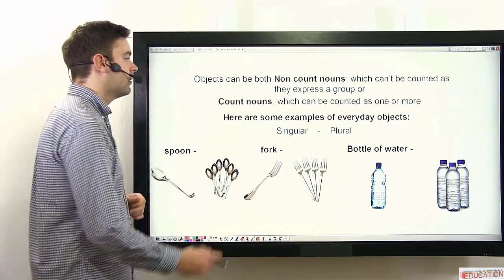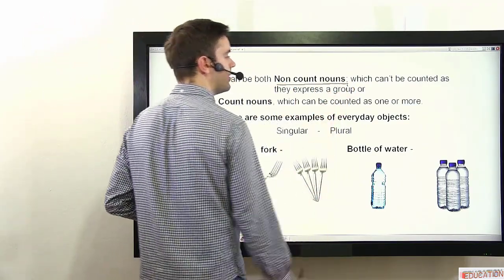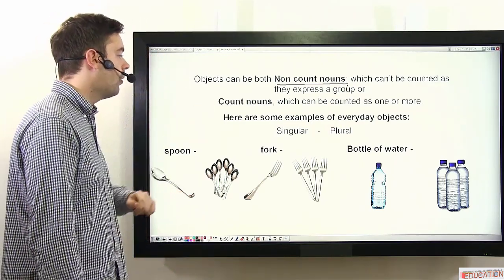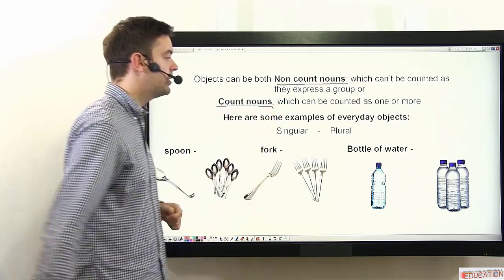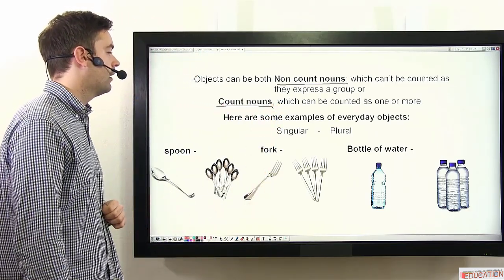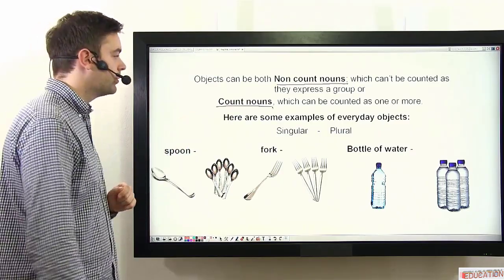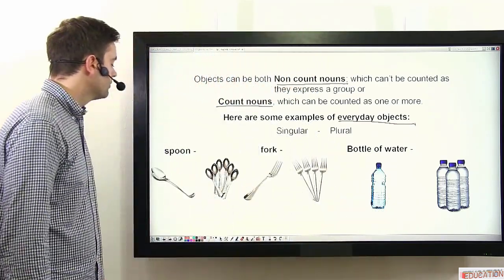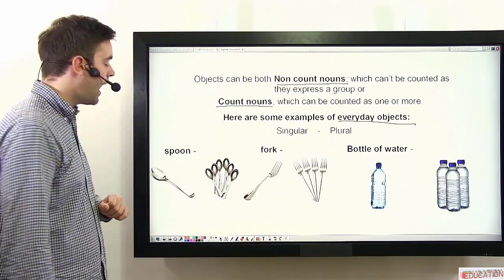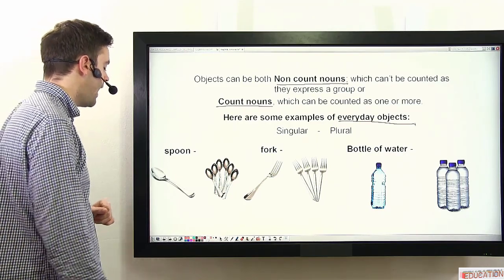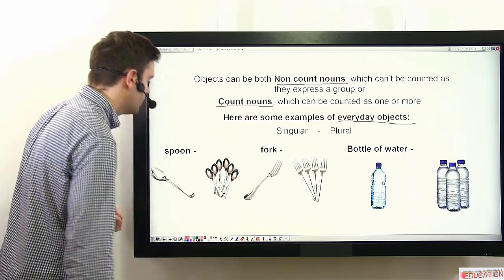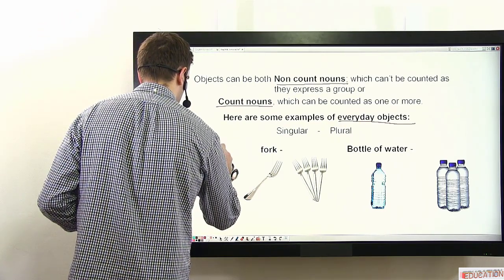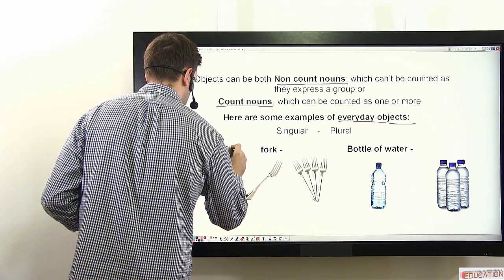Objects can also be non-count nouns, which cannot be counted as they express a group, or count nouns, which can be counted as one or more. Here are some examples of everyday objects. Spoon, S-P-O-O-N. Spoon is a count noun. So, spoons.